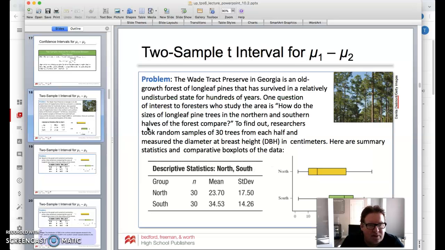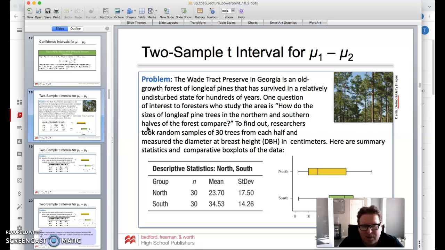All right, so let's see what we got here. Now, the Wade Tract Preserve in Georgia is an old growth forest of longleaf pines that has survived in a relatively undisturbed state for hundreds of years. One question of interest to foresters who study the area is how do the sizes of longleaf pine trees in the northern and southern halves of the forest compare? To find out, researchers took random samples of 30 trees from each half and measured the diameter at breast height, DBH, in centimeters.